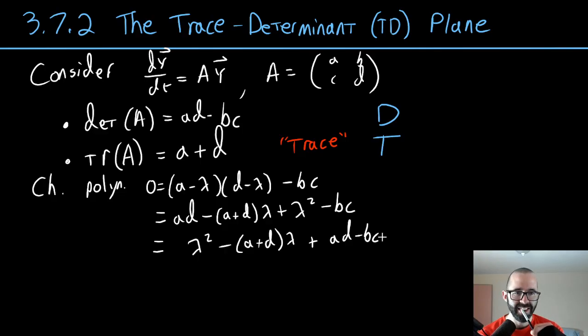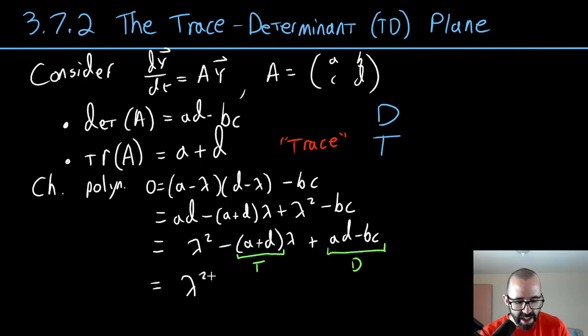Well, do you notice anything? Do you maybe notice that this is the trace of our matrix and that this is the determinant of our matrix? So our characteristic polynomial is just lambda squared minus the trace times lambda plus the determinant of our matrix. Now, this is not the cool part. You might be getting excited, but this is not even the part worth getting excited about. It only gets better from here.